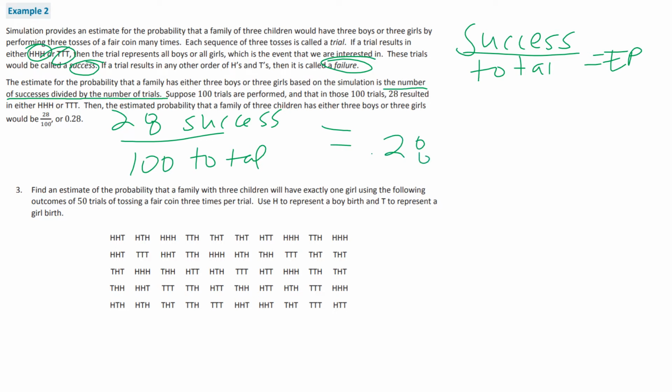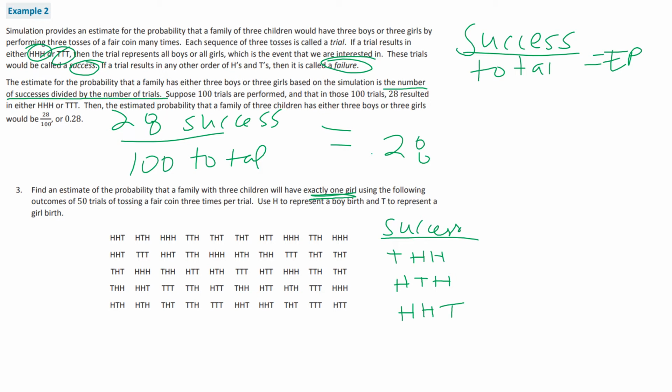So for number 3, it says find an estimate of the probability that a family with 3 children will have exactly 1 girl using the following outcomes of 50 trials of tossing a fair coin 3 times per trial. Use H to represent a boy birth and T to represent a girl birth. So in the first example, a success was considered all heads or all tails because they were looking for all boys or all girls. In this example, our success, because we're looking for exactly 1 girl, would be either, which one is girls? Tails is girls, so it would be 1 T. So we could have T, H, H, H, T, H, or H, H, T. I think that's it, because all of these have 1 T, so that's 1 girl. So this is what we're looking for in our data set.